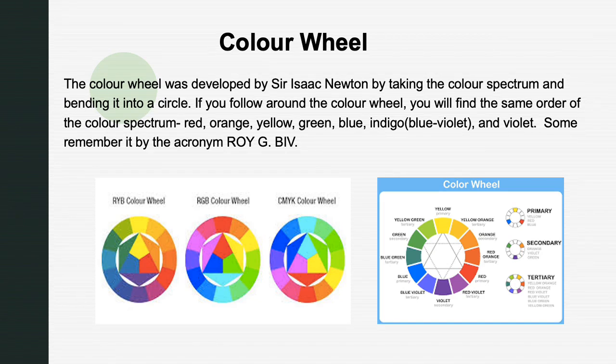What is the color wheel? The color wheel was developed by Sir Isaac Newton by taking the color spectrum and bending it into a circle. If you follow around the color wheel, you will find the same order of the color spectrum: red, orange, yellow, green, blue, indigo. A 12-section color wheel can be used to help describe the relationship between different colors when they are viewed together. Artists use these color relationships to achieve different effects, such as dramatic contrast or colors that are visually appealing together.